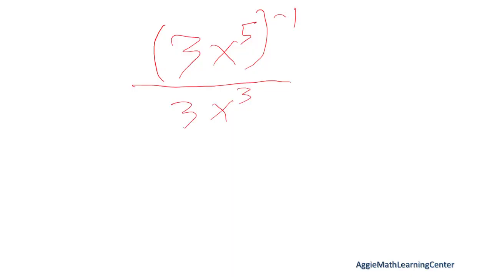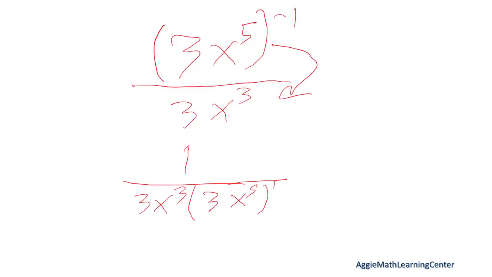Okay, perfect. Now, as we talked about before, there are 2 ways we can do this. We can do that first, or we can flip it to the bottom. I'm going to flip it to the denominator, and we change the sign. This gives us 1 over 3x to the 3rd times 3x to the 5th to the 1st power. Now, anything to the 1st power is just that thing, right? So we don't really need that 1. So now all we have is 1 over 3x to the 3rd times 3x to the 5th.